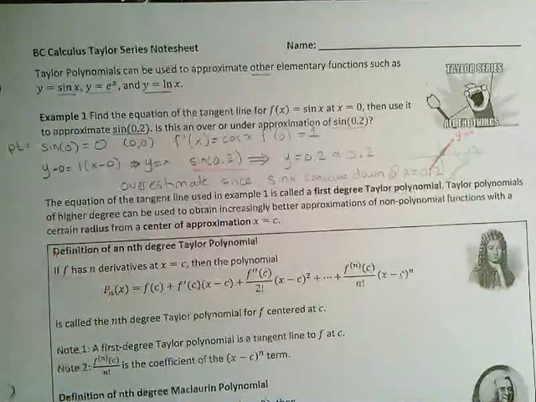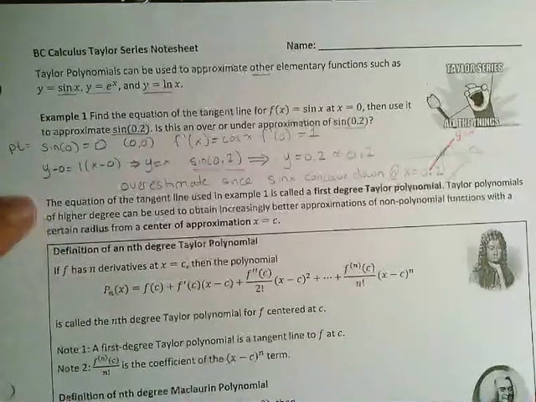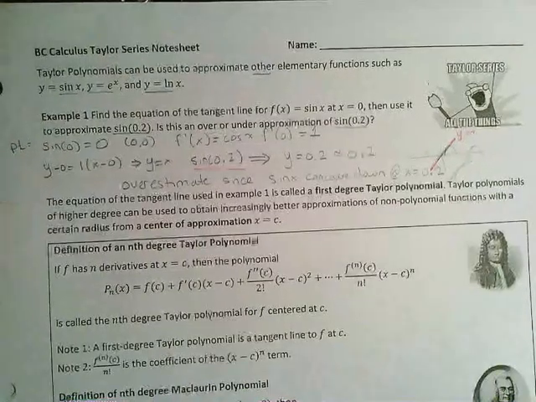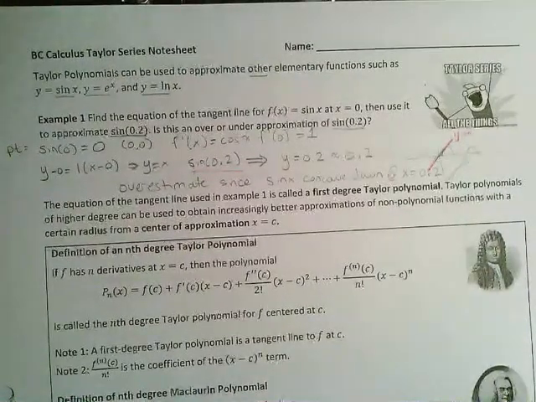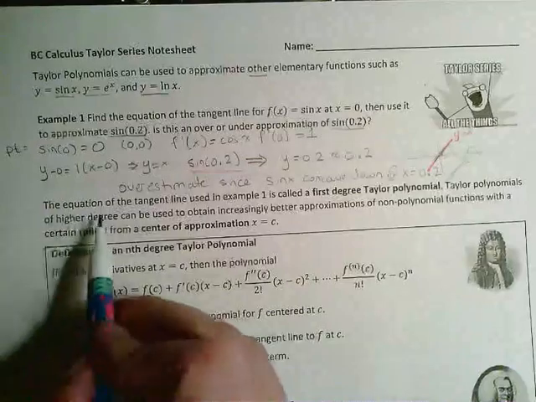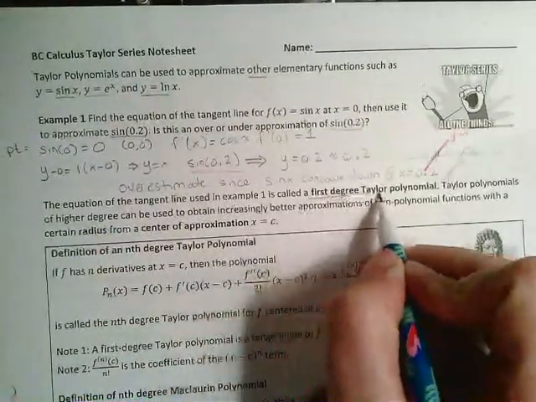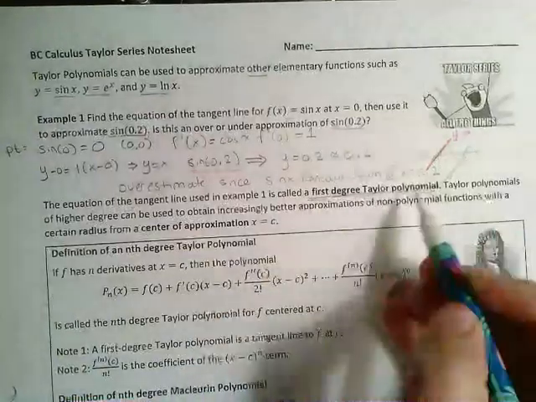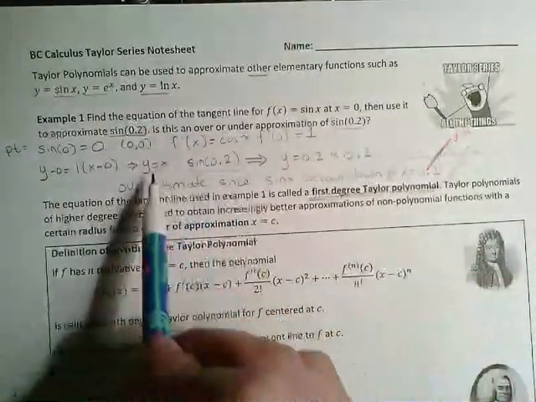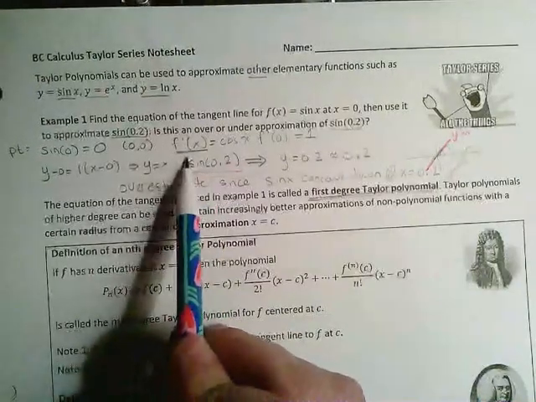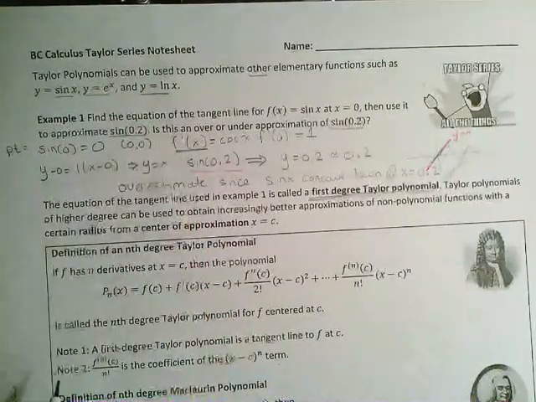Okay, so I hope this helps, but of course it's not going to be this easy because we're going to have to get a perfect approximation. The equation of the tangent line used in example 1 is called the first degree polynomial. So if they just wanted us to approximate using the first degree, that means approximating using the first derivative.